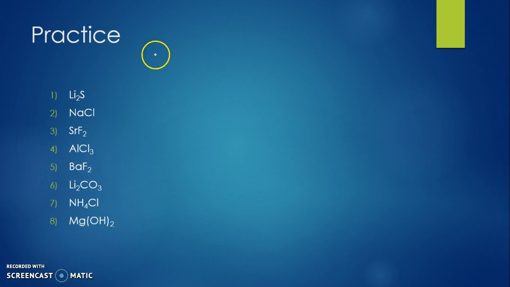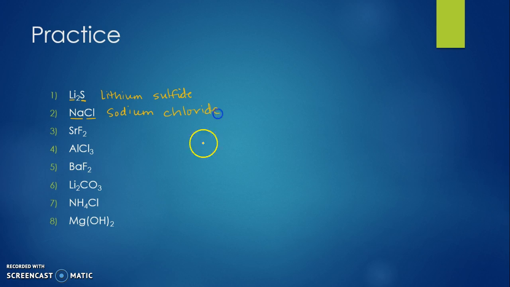Let's do some practice problems. The first one, we have Li2S. First element, is it a metal? Yes. Is it a transition metal? No, it's in group 1, so we name it lithium sulfide. Sorry, sulfide, because it's S at the end there. Lithium sulfide. Next, the first element is a metal. It is sodium. The second element is chlorine, so we put chloride. It's pretty easy, right?